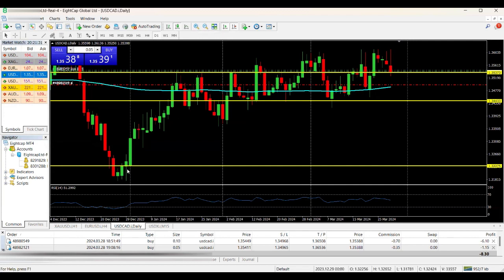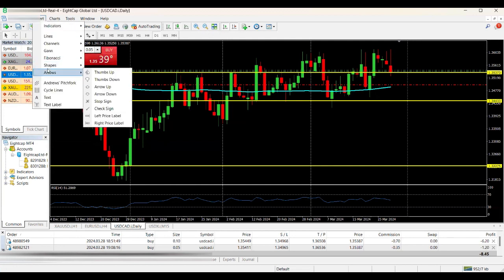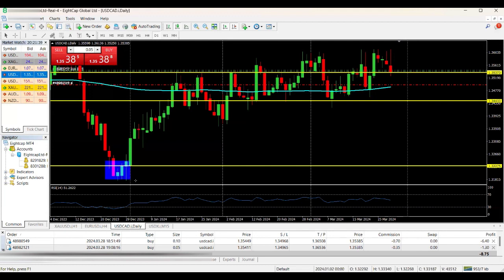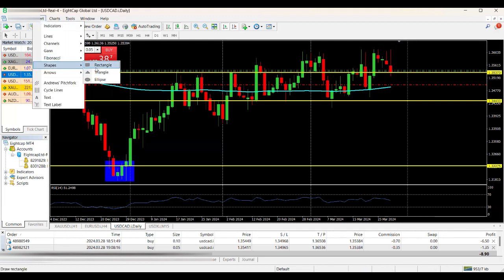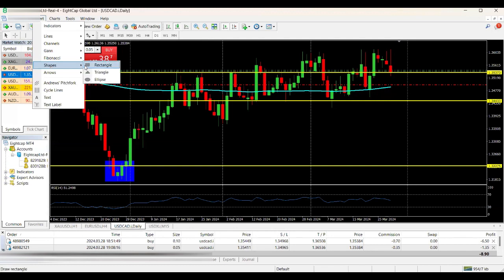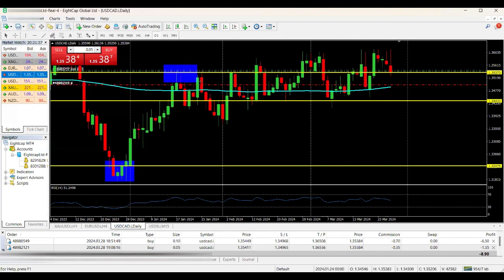First thing I'm going to do is mark my key structures. We have a low right here. The market went all the way up, dropped, then went all the way up to give us a high right here. So this is what I mean by that.